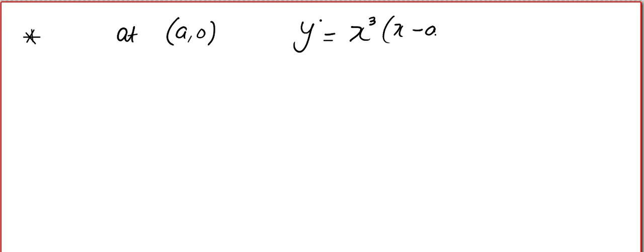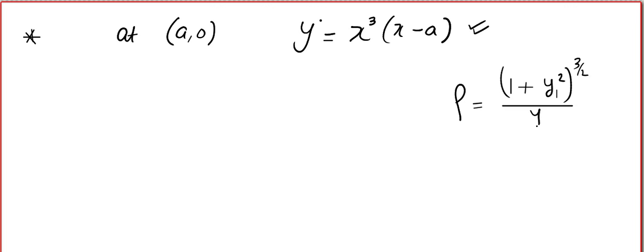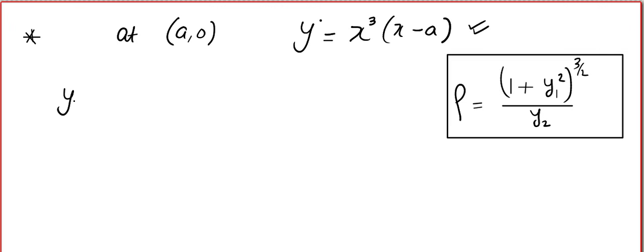Okay, so please write, find the radius of curvature at the point (a, 0) for the curve y is equal to x cube into (x minus a). Clearly Cartesian equation. So we write the formula, radius of curvature at any point is given by (1 plus y1 square) the whole power 3 by 2 the whole divided by y2. Now look at this, y is equal to, let's distribute this x cube. So we get x power 4 minus a into x cube.